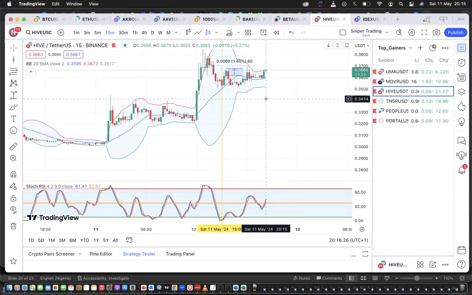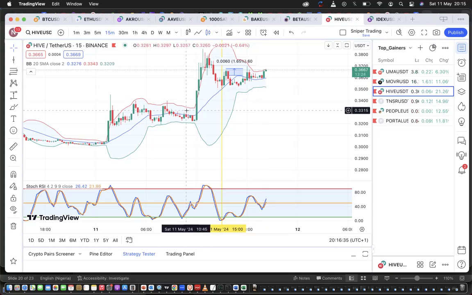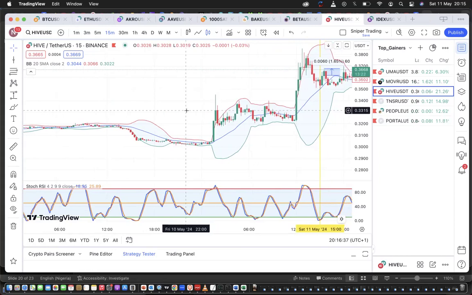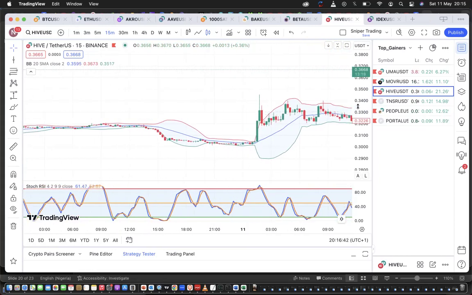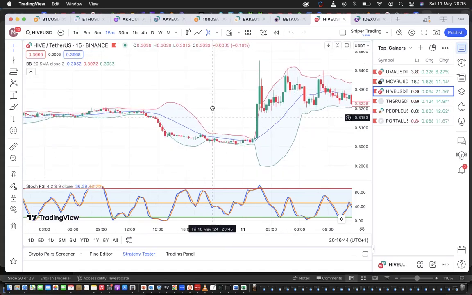By the way, there's nothing here that is 100% certain, it's all probability, but this could give you a high level of success. So let's go back a little bit and check the market movement over a few days.